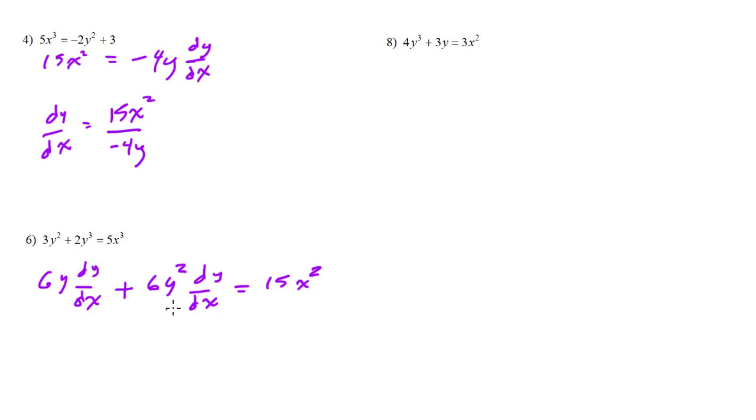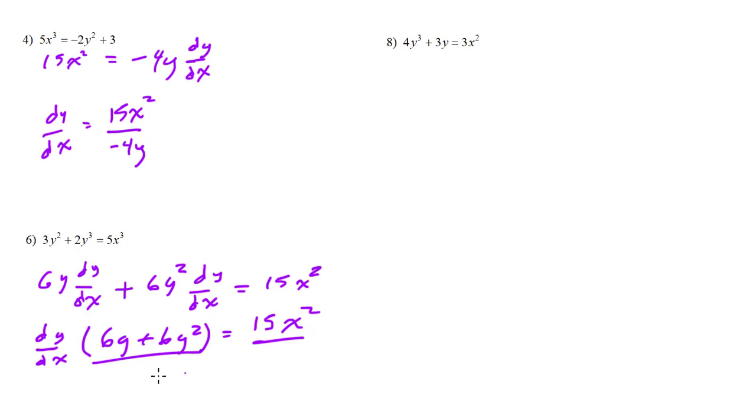But now we've got the dy/dx in two terms. Well, to help with that, we have to factor out the dy/dx first. So you see a dy/dx there and a dy/dx there in the second term. And if we factor that out, we're going to have 6y plus 6y squared equals 15x squared. And then once you factor it out, now we can divide by all of that on both sides. So dividing both sides by 6y plus 6y squared is going to give us the dy/dx.